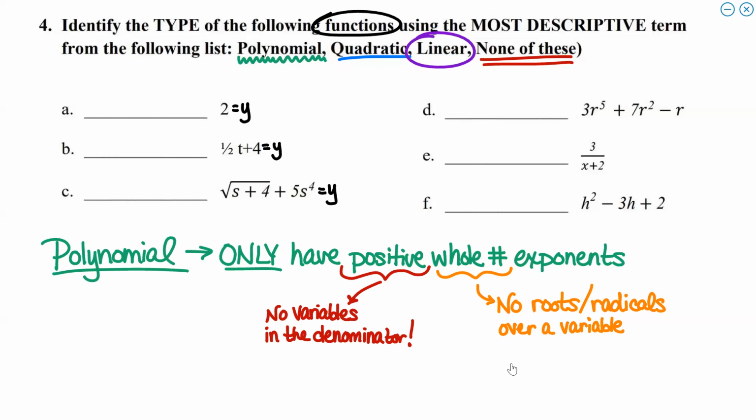So let's look at this first one. 2 as a function rule. What would this look like if I graphed it? It's going to go through the y-axis because it only has a y, and it's going to be up at 2. It's just going to be constant straight across. What does that look like? That looks like a line. So what kind of function would that be? Linear.